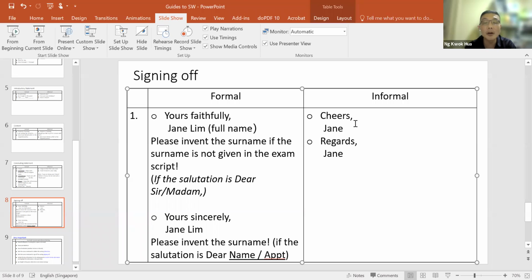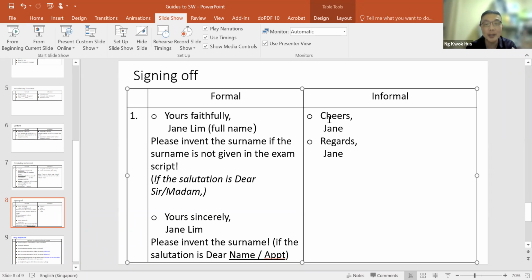Okay, so for informal, always sign off as cheers. I know some tuition centres will tell you it's fine to sign off yours sincerely. Yes, it's fine, but we're being very realistic and practical here. You never know what will happen on the day of the exam. Some of you may get worried and forget the rules. So I want to make your life easier. Just remember, for informal, the safest sign-off is cheers or regards. That's all.